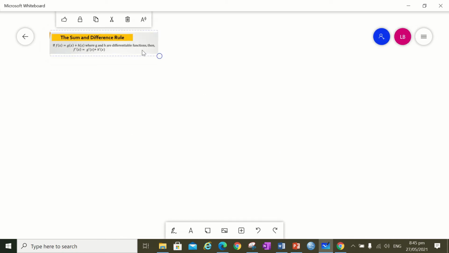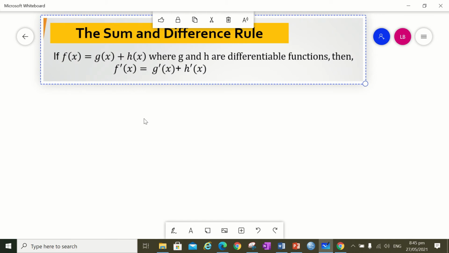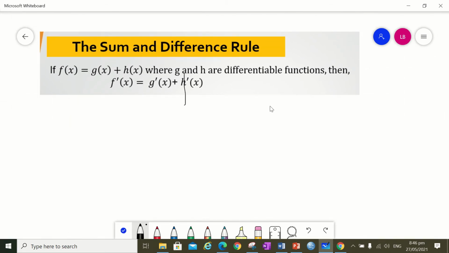Okay, the next one is the sum and difference rule. So if f of x is equal to g of x plus h of x, so there are two functions where g and h are differentiable functions, then f prime of x is equal to g prime of x plus h prime of x. Meaning, the derivative of this function is equal to the sum of its derivatives. So let's have an example. We have, if f of x is equal to 3x squared minus 2x plus 5.